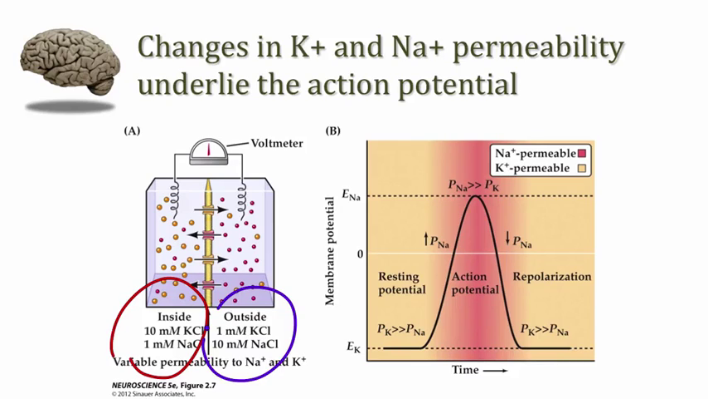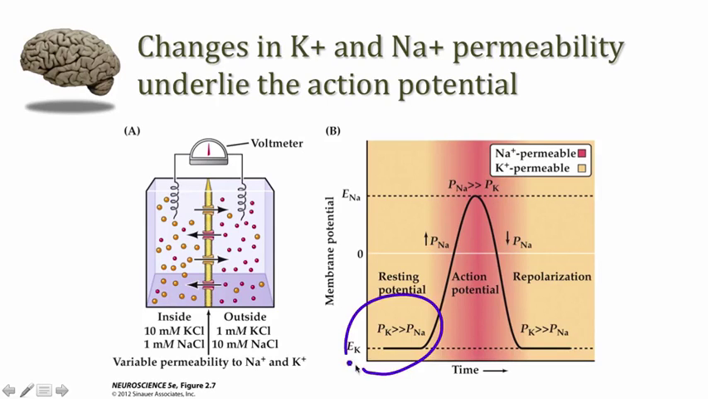Now let's consider what we have in the resting state of a neuron. In the resting state, the permeability of the membrane for potassium is very slight. There's a little bit of movement of potassium from one side of the cell to the other, specifically from the inside to the outside, but not much. Just enough to allow us to establish a resting membrane potential.